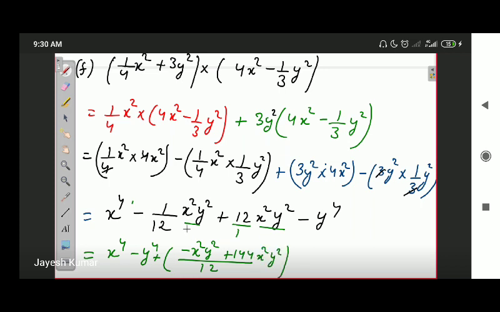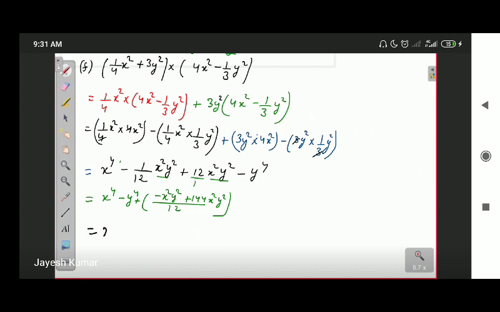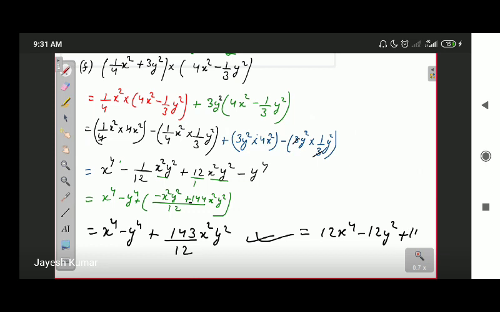Okay, so if we take 12 as the LCM, numerator will remain as it is, x square y square, and numerator of this one will change, 144 x square y square. x to the power 4 minus y to the power 4 plus 144 minus 1, 143 x square y square upon 12. Or you can write it as 12x to the power 4 minus 12y to the power 4 plus 143 x square y square.